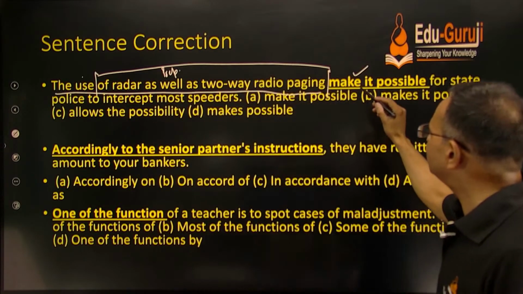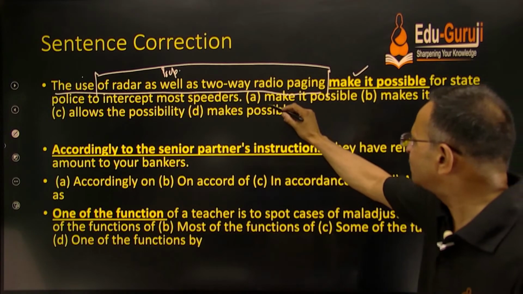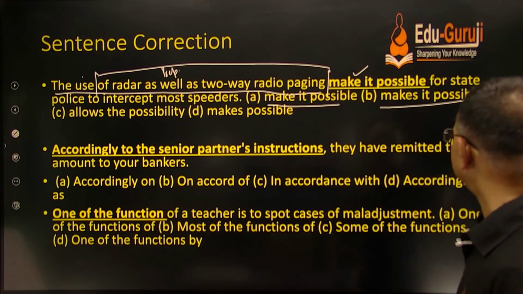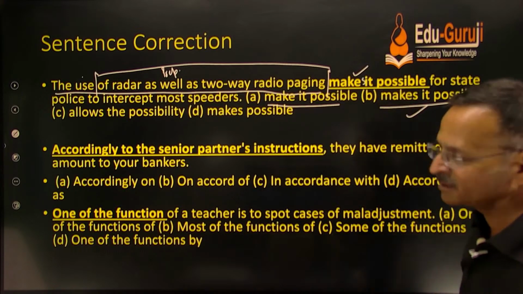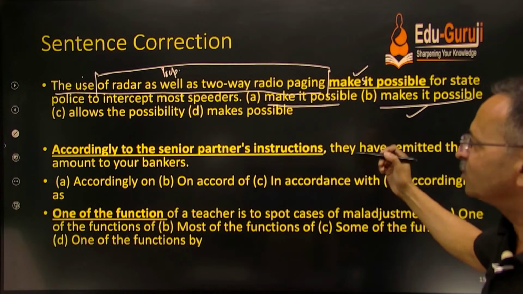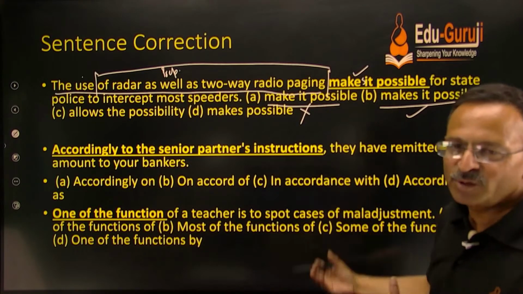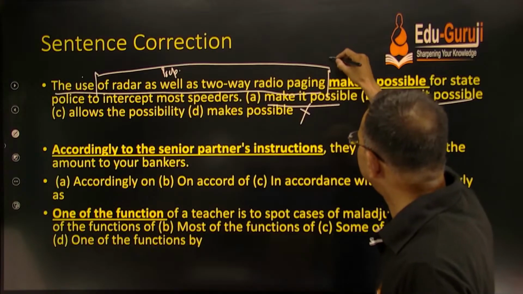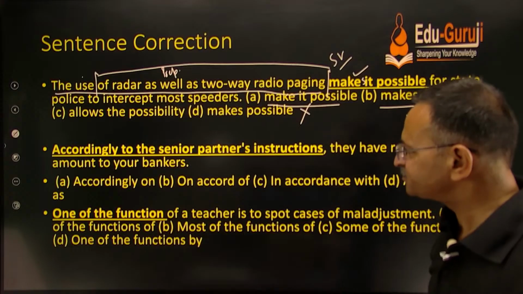So you need a verb which is also singular in nature. Let's see, option: make it possible. No, this is plural. Makes it possible, yes, this is absolutely correct. So what we need to put here is "makes". So this would be "makes it possible", and the rest of them are incorrect. The only thing you need to do is identify the subject and the verb. So this particular concept is based on subject-verb agreement.